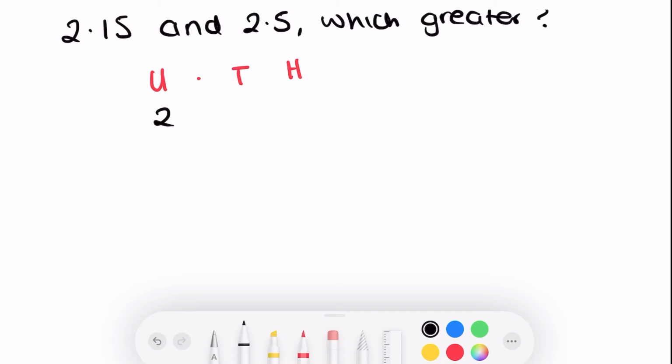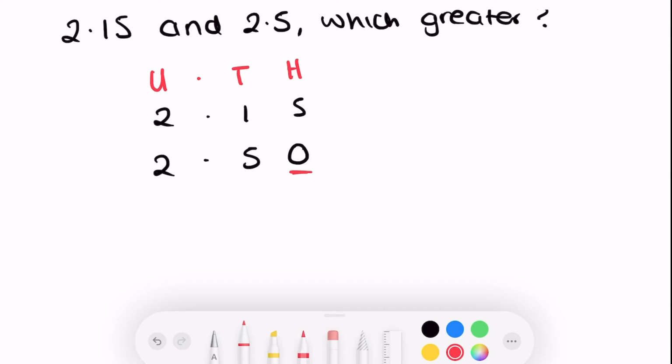So we would have 2.15 and 2.5 and then add our 0. Now, if you're wondering where this 0 came from, it's like when we talk about money, we don't say something is £2.5, it's £2.50, right? It's the same number, 2.5 and 2.50, but we can add this 0 in and it makes no difference to the actual quantity of that value.